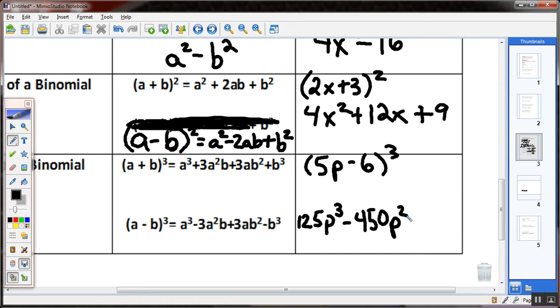I agree. Now we're at this part, the plus 3ab squared. So we've got 3 times what here, kids? So 3 times 5p, right? Which would be 15p times 6 squared, right? What is 6 squared? 36 times 15. Boy, I hope you get 480 out of that. No. 540. So you should get 540p, right?